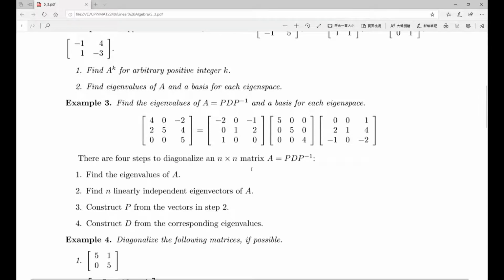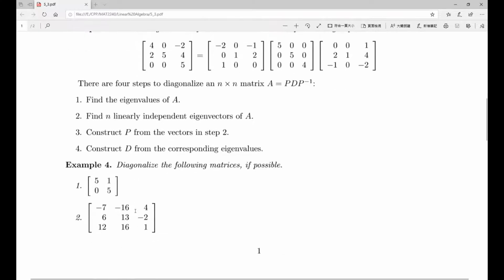So here are the 4 steps that you need to diagonalize any n by n matrix A. First is to find the eigenvalues of A, right, using the characteristic equation. Second, find n linearly independent eigenvectors of A. So once you have the eigenvalues, we can find the eigenvectors. Third, construct P from the vectors in step 2, right? Once you get the linearly independent vectors, put them in matrix form, and then you'll get P. Fourth, use the eigenvalues to construct your diagonal matrix D. And next, in example 4, we're going to perform these 4 steps together.